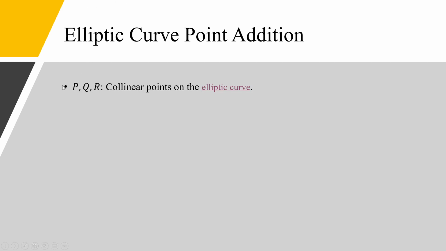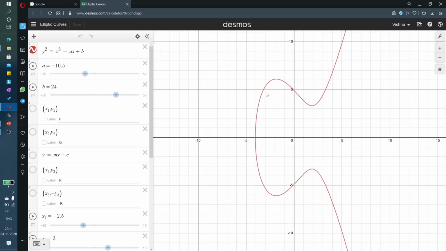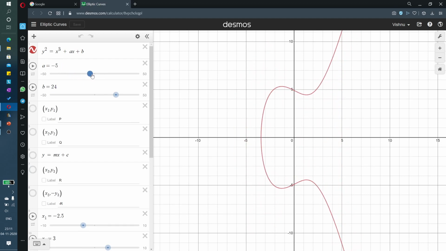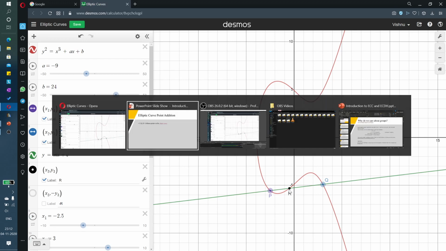We start with 3 collinear points on an elliptic curve. So I have created a small demonstration. This is what a typical elliptic curve looks like. We can vary a and b, and all of these are valid elliptic curves except if the discriminant is 0. So we start with 3 collinear points, p, q, and r. Let's go ahead and declare them. P, this is q, and they have to be collinear. So we draw a line through p and q, see where it intersects the curve, and call this point r. Right, this is our collinear point.